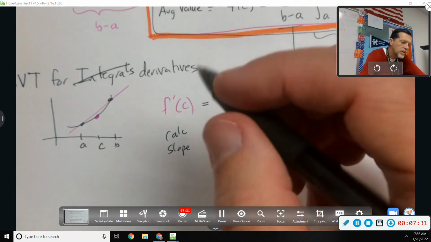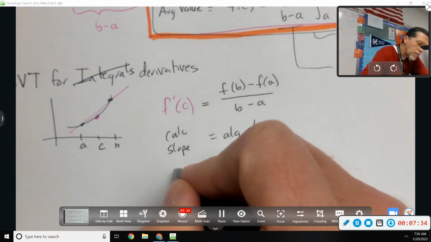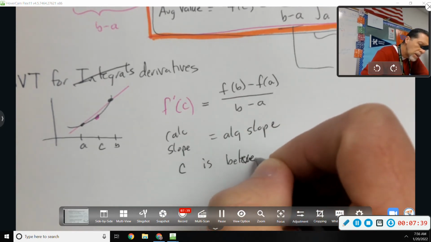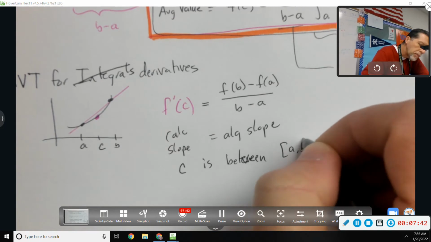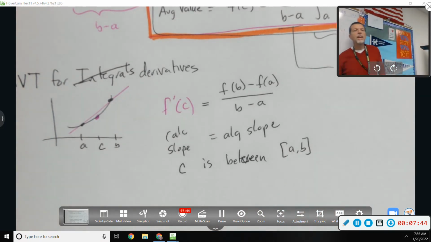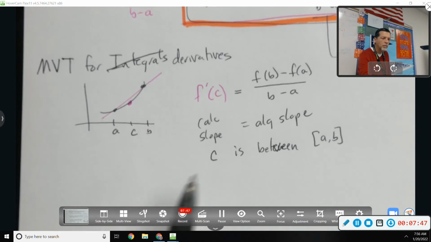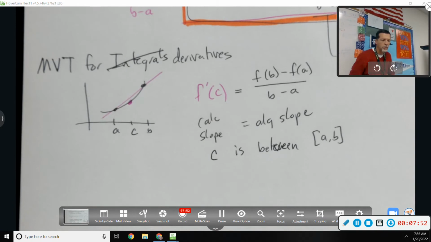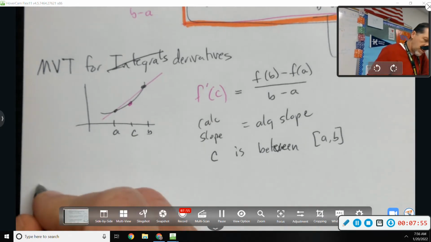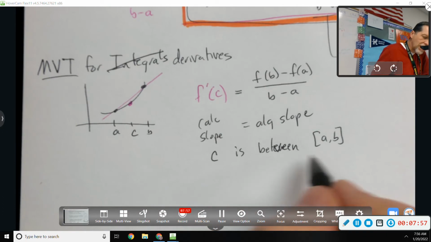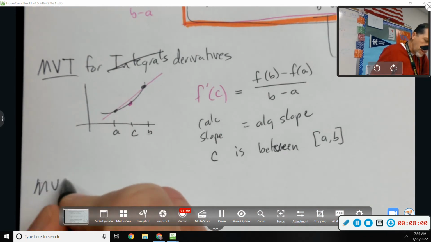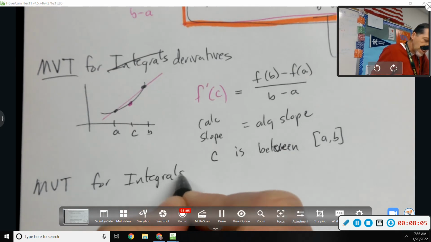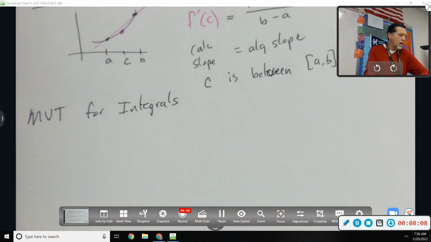And the idea was that c, and I guess this was the main conclusion, is between a and b. It has to be. That's the conclusion of MVT. In the middle, somewhere between a and b, there's a c such that the calculus slope equals the algebra slope. So MVT guaranteed that c was in the middle. MVT for integrals is going to be one of those same but different kind of deals.